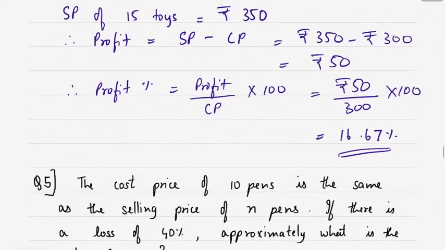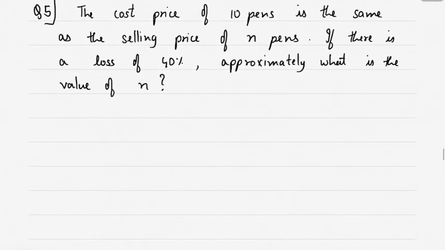Let's see the next question. The cost price of 10 pens is the same as selling price of n pens. You don't know how many pens. Okay, if there is a loss of 40%, approximately what is the value of n?